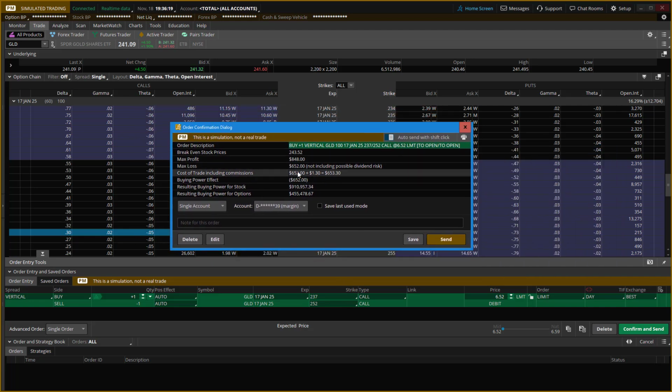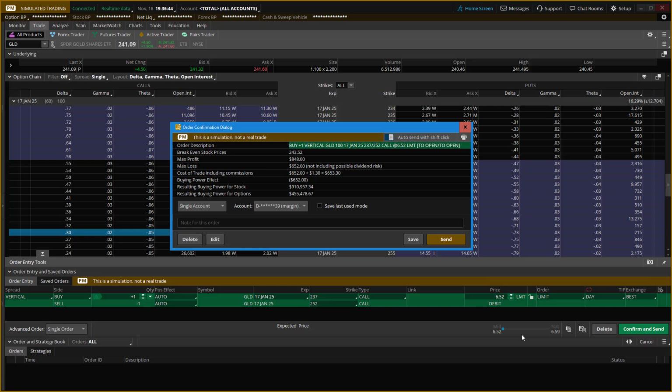My max loss being 652 by max gain 848. So I actually have that potential. I can make more than I could potentially lose. Then I figure out where my stop loss is to protect the whole trade because I don't want to lose 652. I want to base my trade off of those positions.